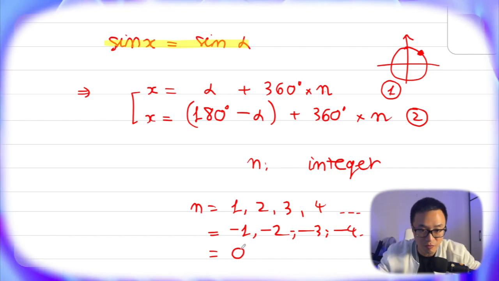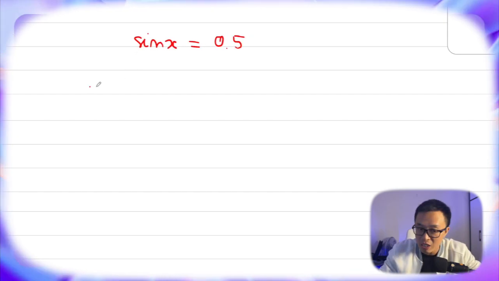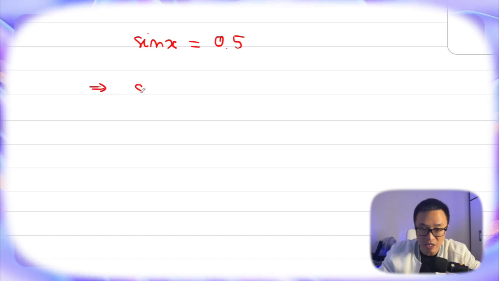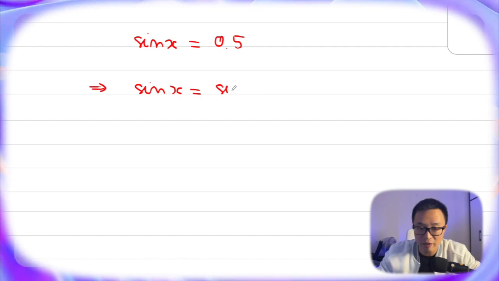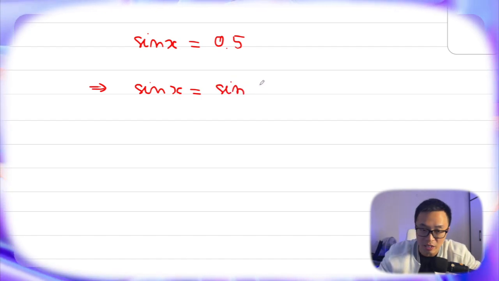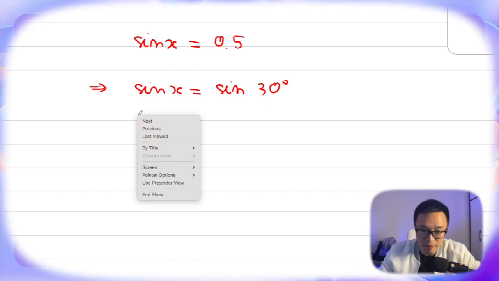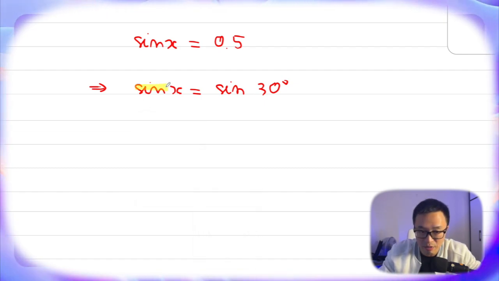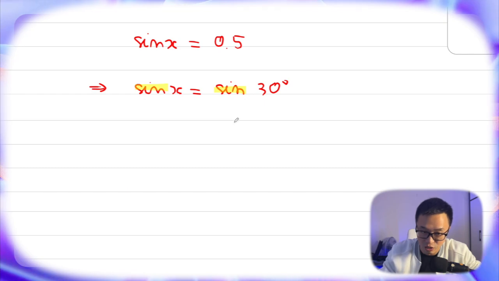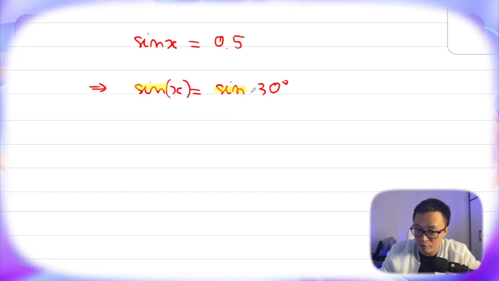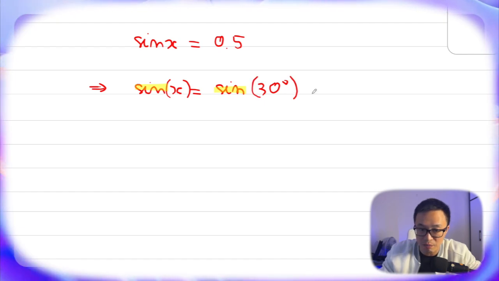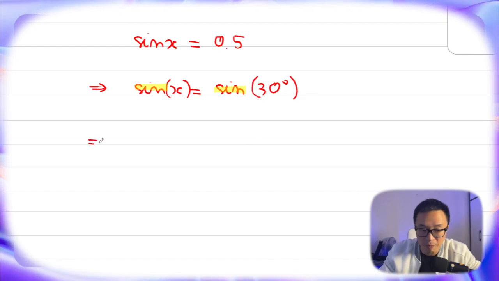So let's apply this formula to a specific example. We have sine x equals 0.5. 0.5 is not an angle. So the first step, I have to convert 0.5 to the sine of an angle, which is 30 degrees. After this step, both sides of this equation have the same trigonometric function, which is sine. And x represents an angle, and 30 degrees here represents an angle. Apply the formula.